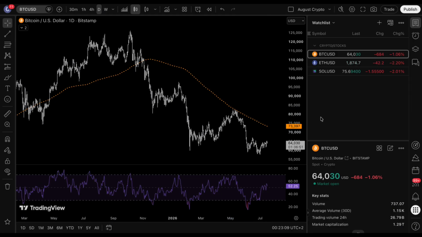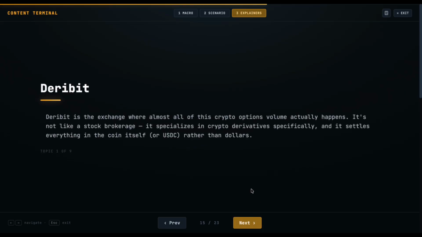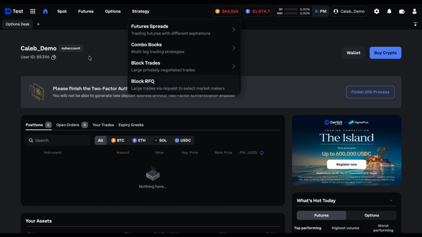And yeah, so anyway, where do I trade crypto options? The best platform to trade crypto options, guys, is Deribit. Deribit is one of the best crypto exchanges out there. It has the largest volume when it comes to crypto options, specifically Bitcoin and Ethereum, right? It's very liquid. Institutions use it, and it's a massive exchange, probably the best exchange out there when it comes to crypto options. So this is the exchange, guys.